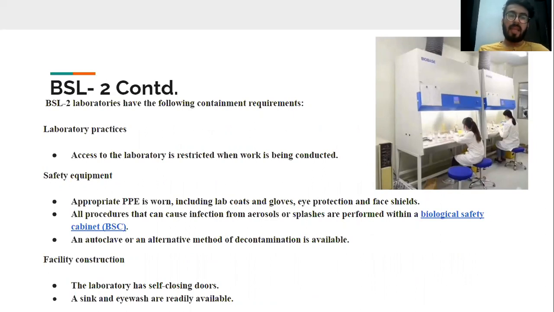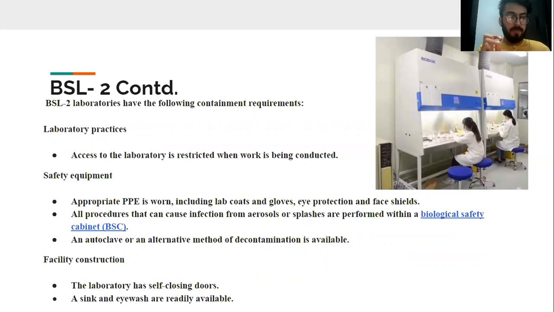Safety equipment, as I previously stated for the BSL-1 facilities: appropriate PPE is worn, including lab coats, gloves, eye protection, and face shields. These are mandatory and common to all four of the levels. All procedures that can cause infection from aerosols or splashes are performed within a biological safety cabinet. So, what is a biological safety cabinet? It is one type of biocontainment equipment used in biological laboratories to provide personal, environmental, and product protection.